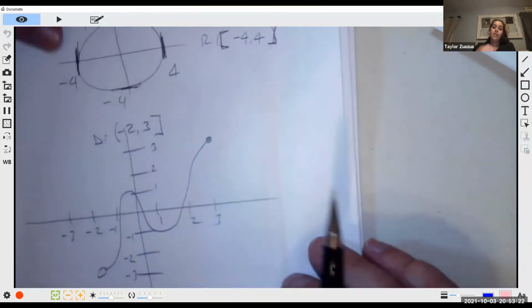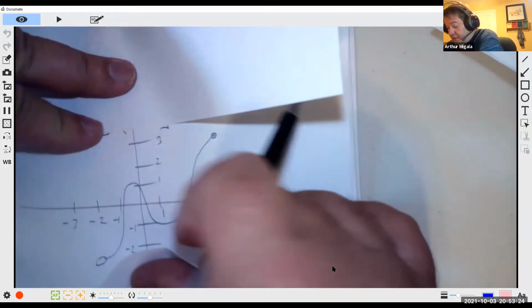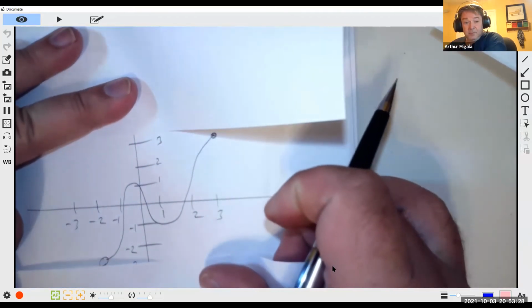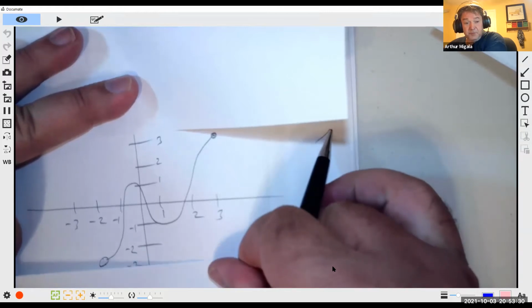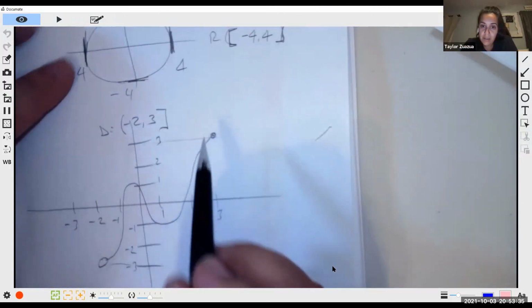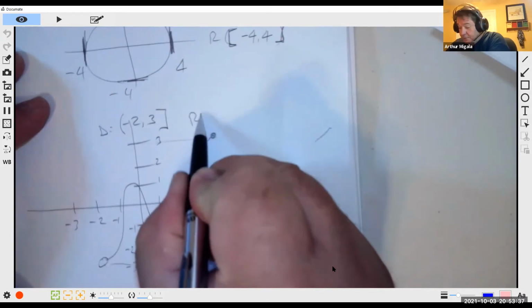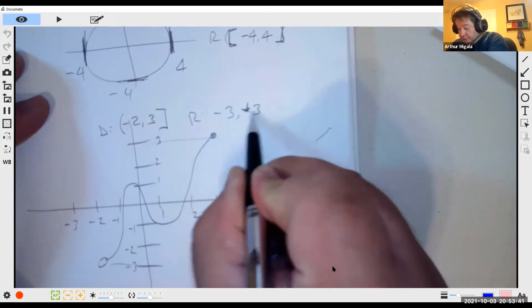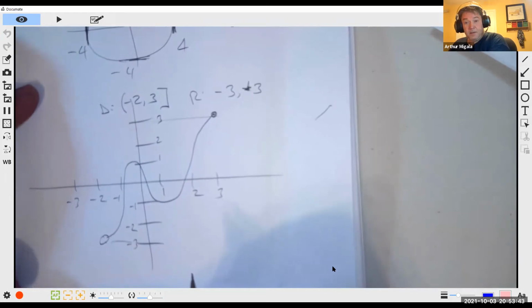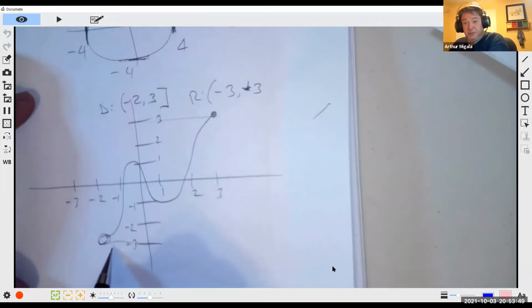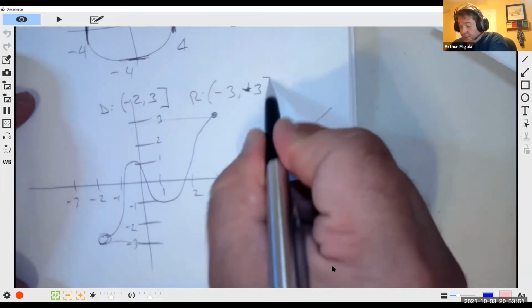And same thing with your y values. Fold your paper to see where it goes up and down. So it goes from -3 to 3. Yeah, your range is from -3 to 3. And then would you do a bracket or parenthesis? Since -3 is open, it's a parenthesis, and 3 is a bracket.